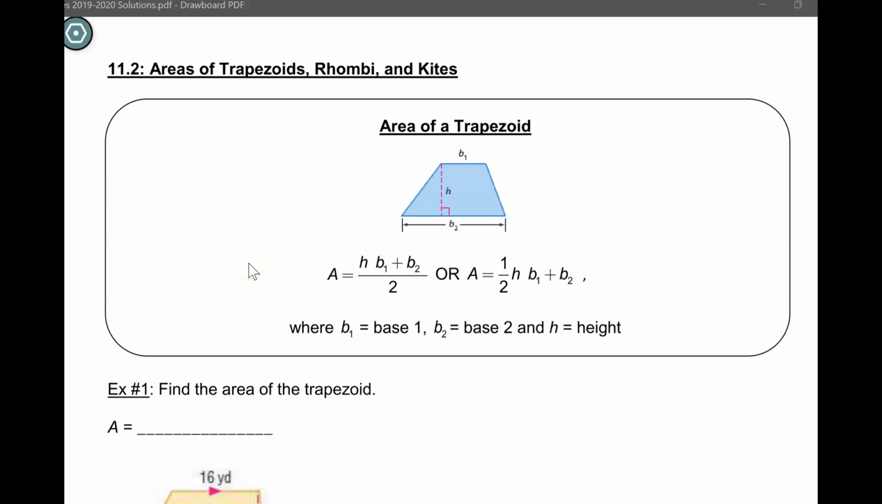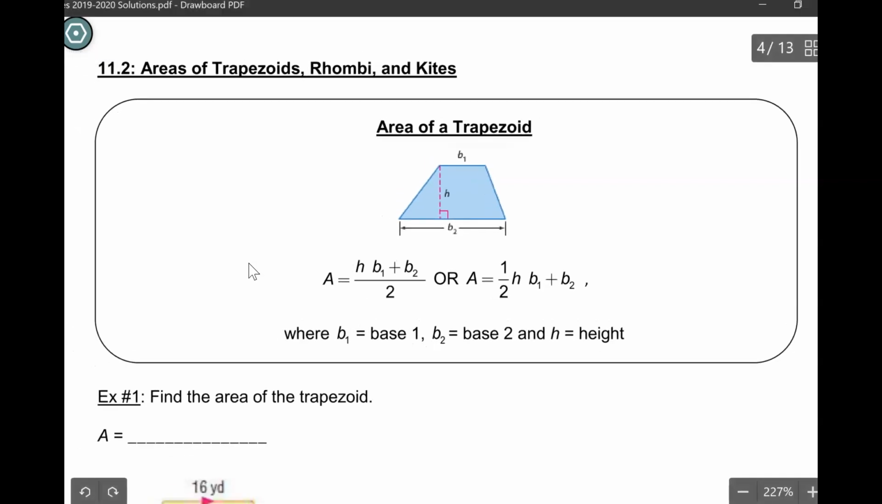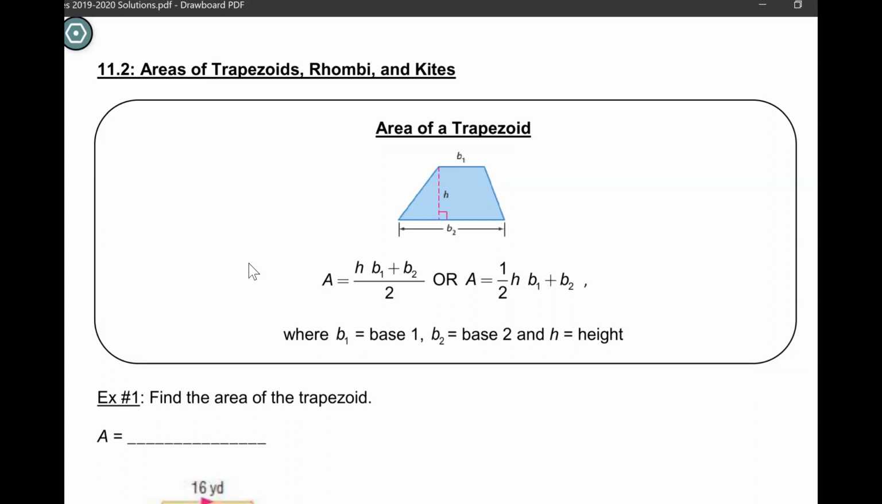Okay, so today we're going to do 11.2 on areas of trapezoids, rhombi, and kites. So just real quickly, let's review. A trapezoid is when we have exactly one pair of parallel sides. The other two can never be parallel. And one moment, these are missing parentheses. So let me put those in there.